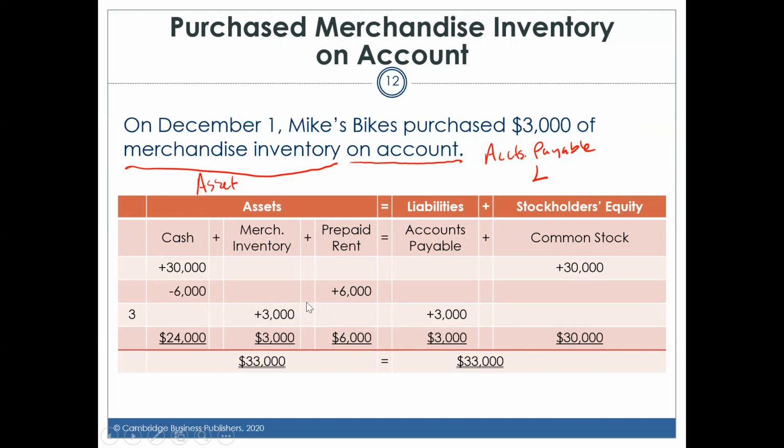Merchandise inventory goes up by 3,000. So assets go up by 3,000. Liabilities, accounts payable is a liability. It goes up by 3,000. We have $3,000 more liability now than we had before because now we're liable to pay this 3,000 back to the supplier. And stockholders' equity is not affected. So the accounting equation stays in balance. Assets go from 30,000 up to 33,000. And then liabilities go from 0 up to 3,000. Stockholders' equity remains at 30,000. So the right-hand side is also 33,000, same as the left-hand side.